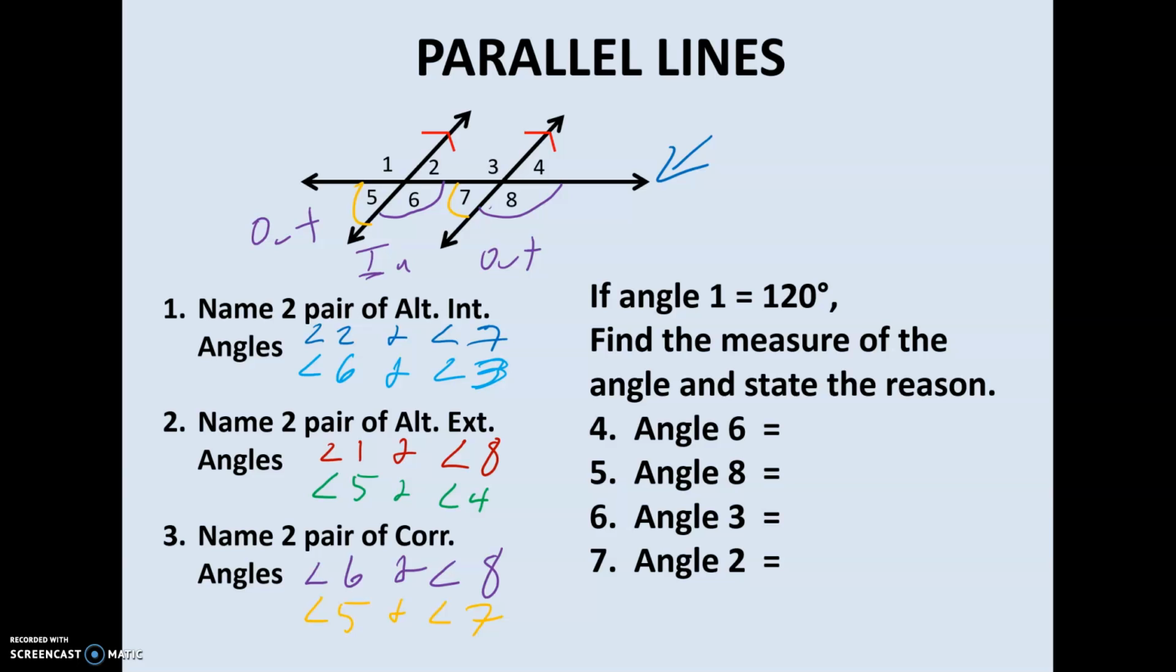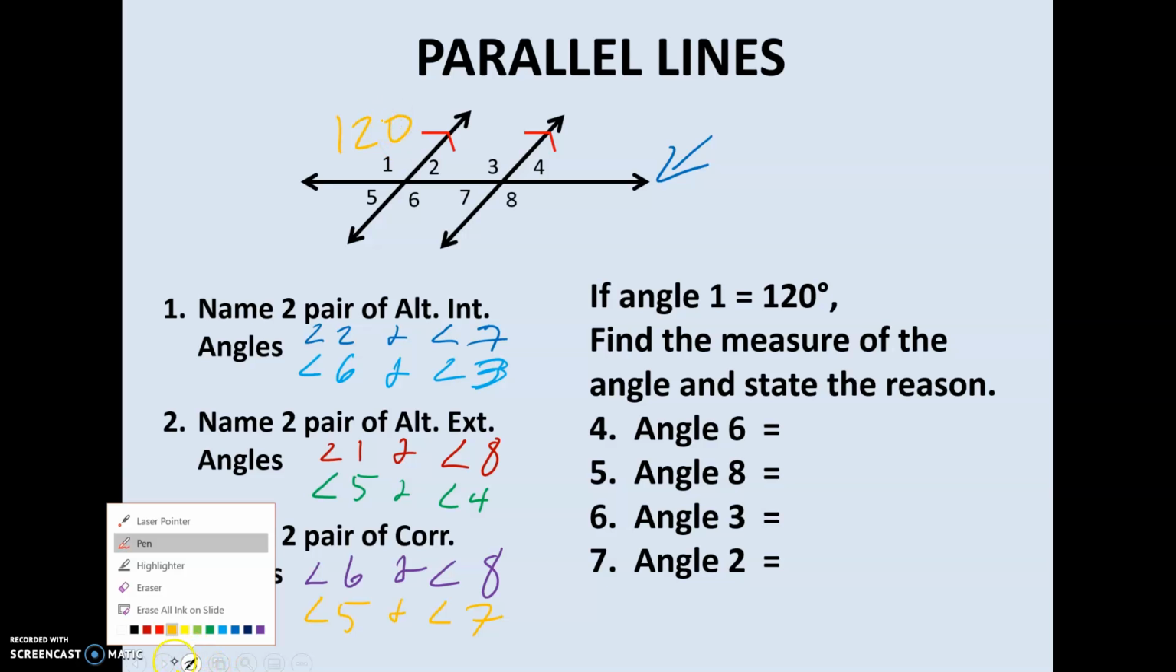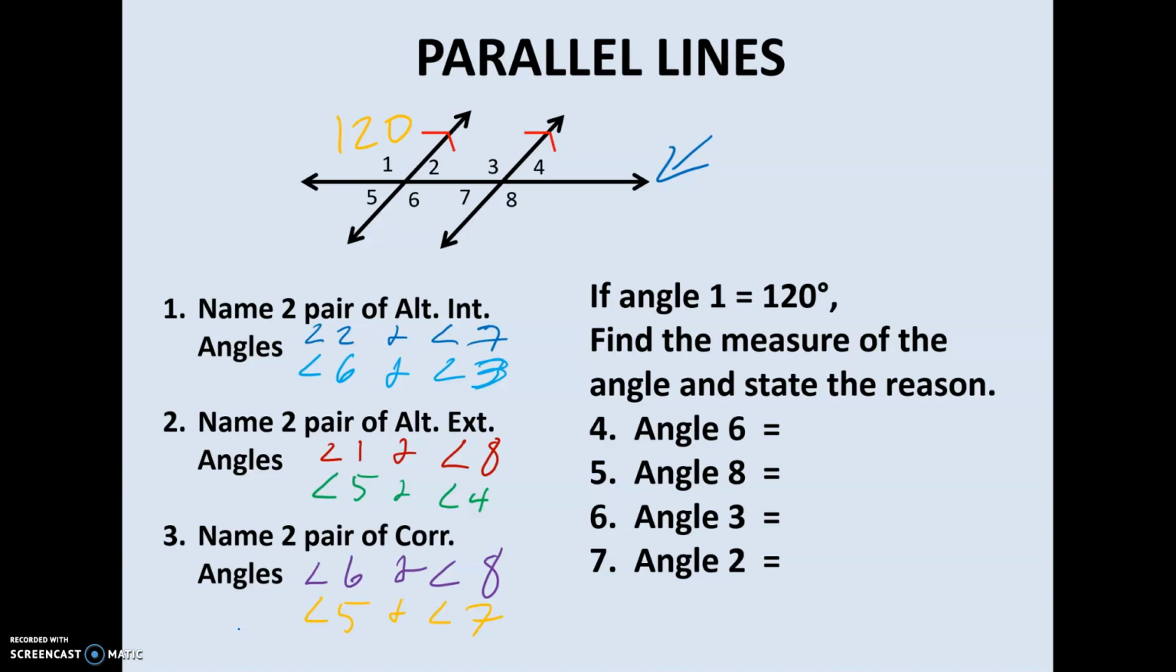Okay. So, next, if we know that angle 1 is 120 degrees, can we find the other angles? Yes, we can. Find the measure of the other angles.